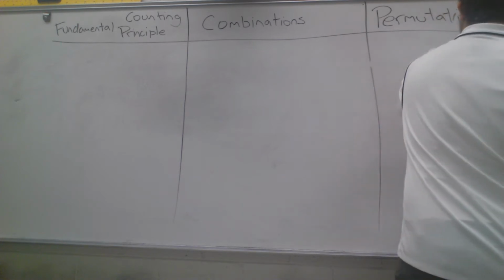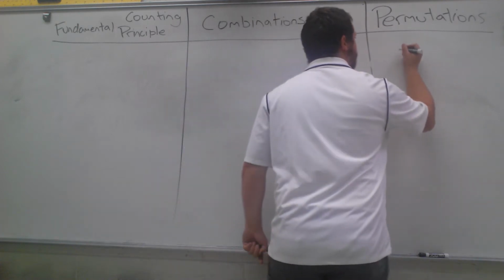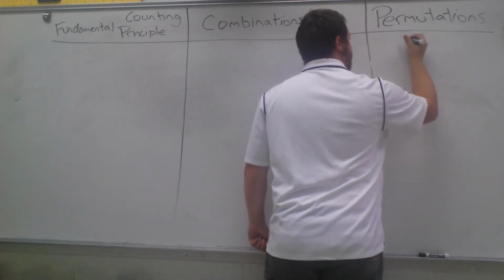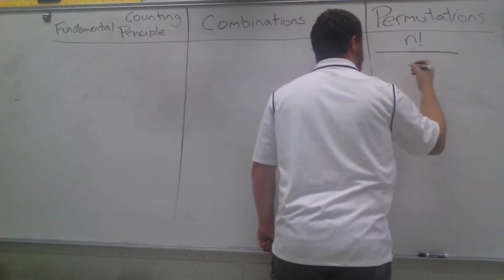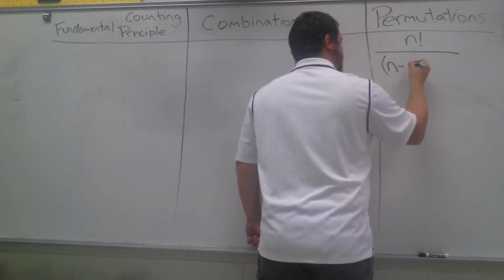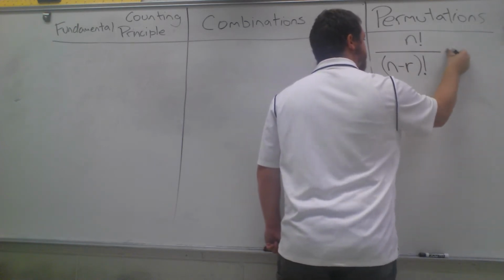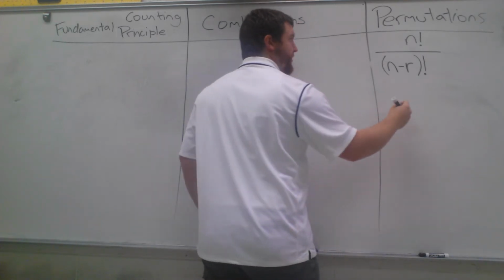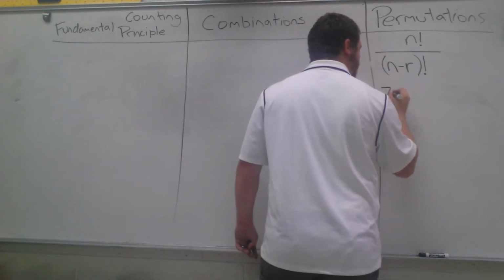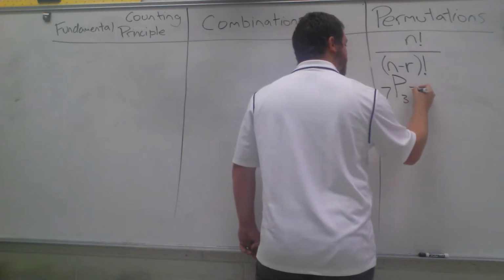Try not to erase my lines. So, my formulas. For permutations, you know, it is n factorial divided by n minus r factorial. Here's your example. So I'm going to show you the shortcut for permutation. So if I have 7P3, right?